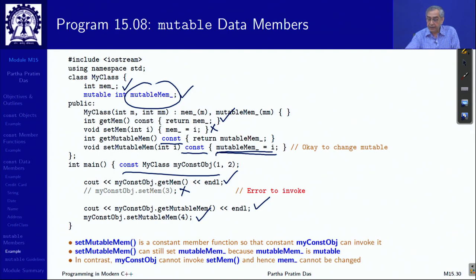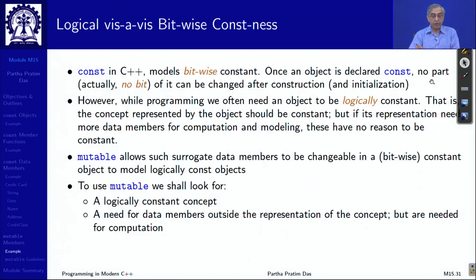So, this is a very fine grained contextual control on the constness that is provided. So, const in general in C++ is bitwise constant. Once the object is declared as constant, no part, no bit can be changed. But to support constness which is logical, which often programmers need, the mutable feature is provided. To use mutable, we look for a logically constant concept, and data members needed for computation but outside the representation of the concept.